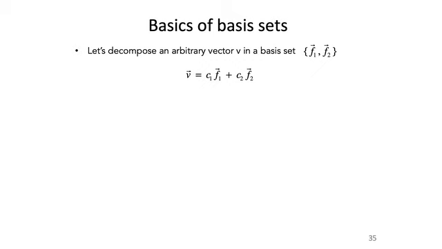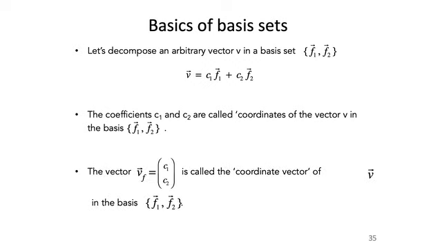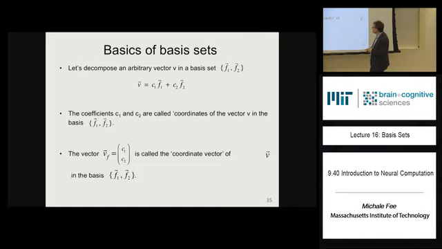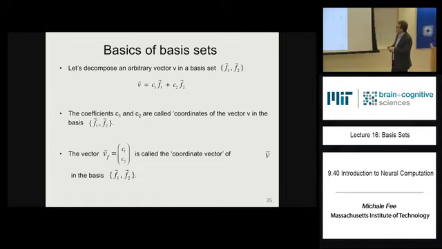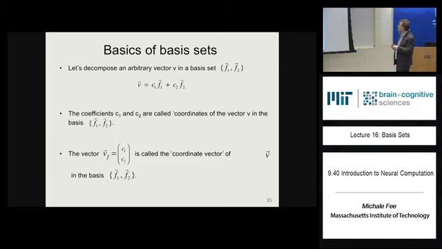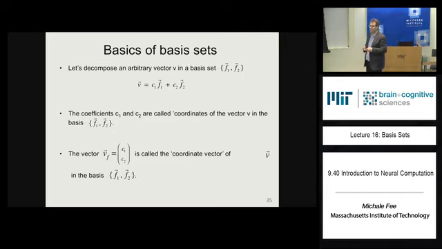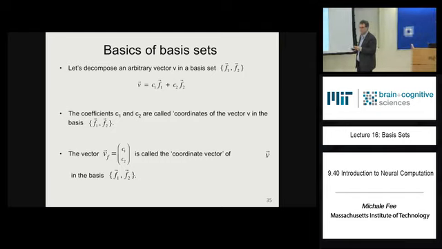So let's take a vector and decompose it into an arbitrary basis set f1, f2. So v equals c1 f1 plus c2 f2. The coefficients here are called the coordinates of the vector in this basis, and these numbers c1 and c2, when combined into this vector v sub f, is called the coordinate vector of v in the basis f1 and f2. Does that make sense? Just some terminology.